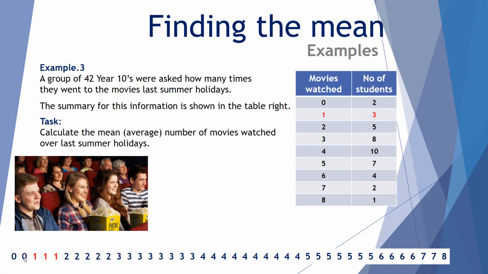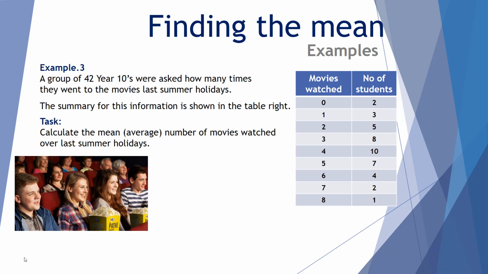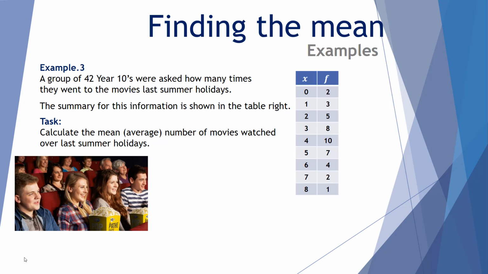Next we move along, there's 3 students that watch 1 movie, 5 students that watch 2, 8 students that watch 3, 10 students that watch 4 movies, 7 that watch 5, 4 that watch 6, 2 that watched 7, and 1 that watched 8. So it's a nice way of compressing all this information. That's how we might see it at the start of a question. Mathematically in our textbook, we'd use the following headings. X is the number of movies watched, and F is the frequency of that occurrence.